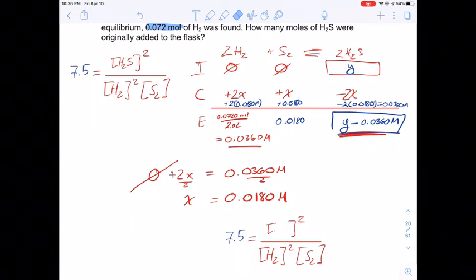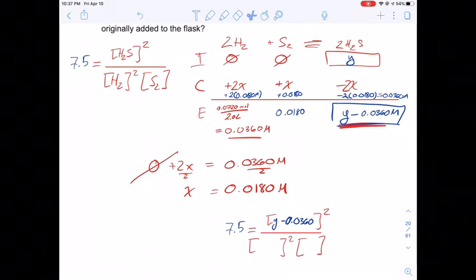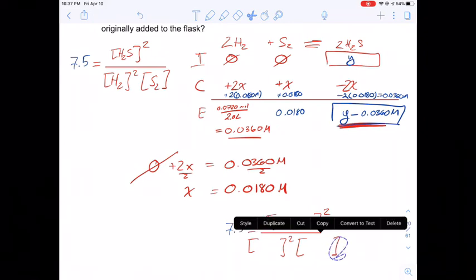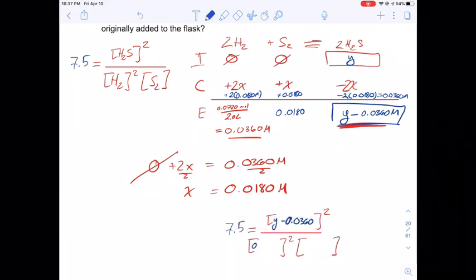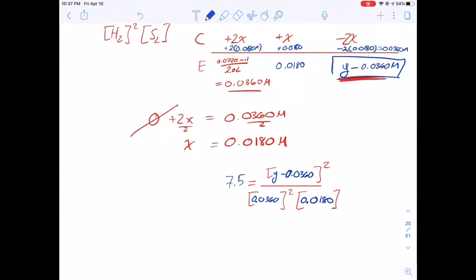Here we're going to replace the H2S with the y minus 0.0360. I need more space. We're going to replace the H2 and the S2 with the appropriate numbers, 0.0360 and 0.0180. And now we're going to do some math.